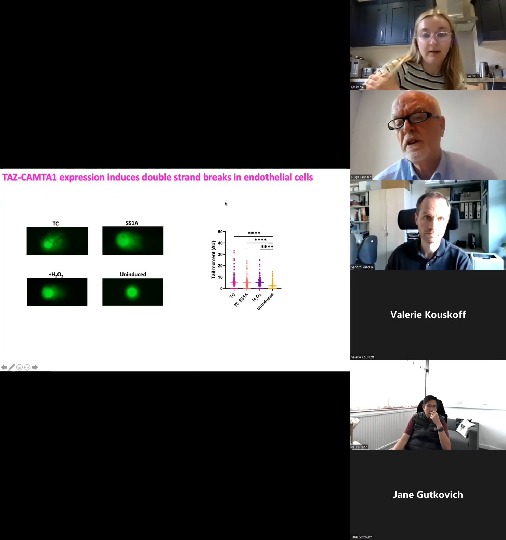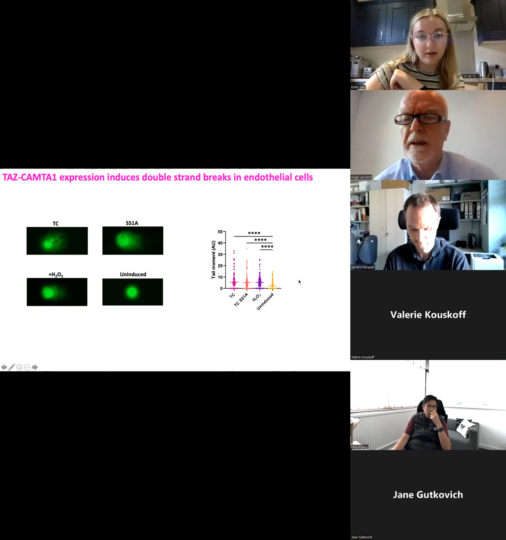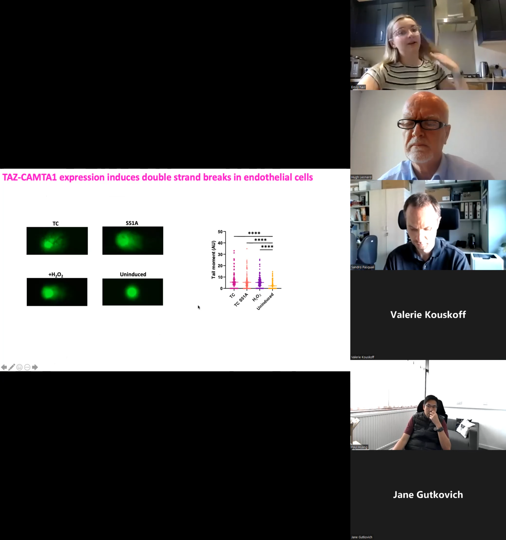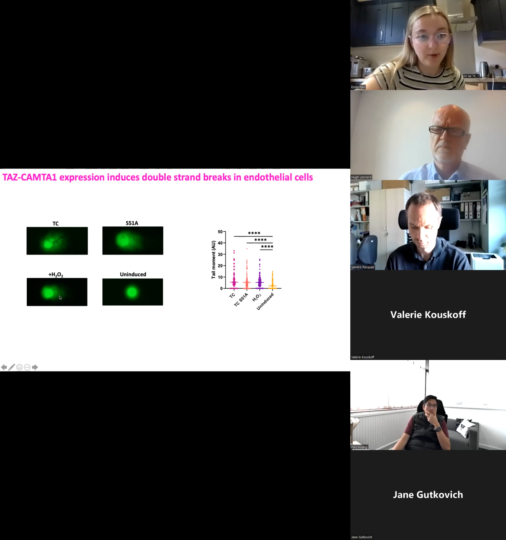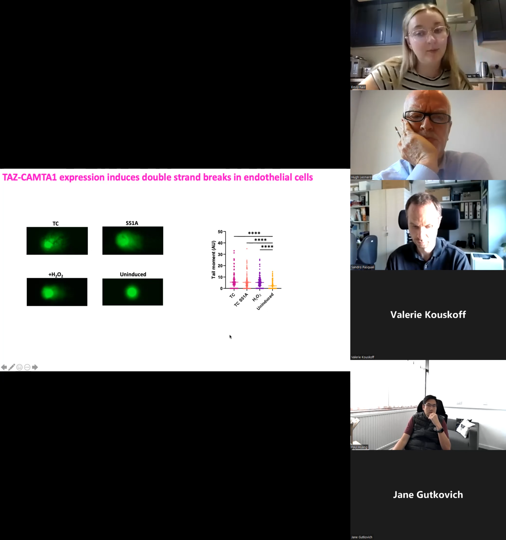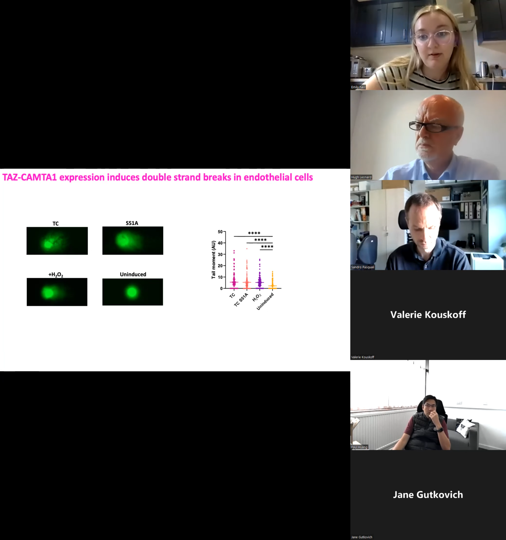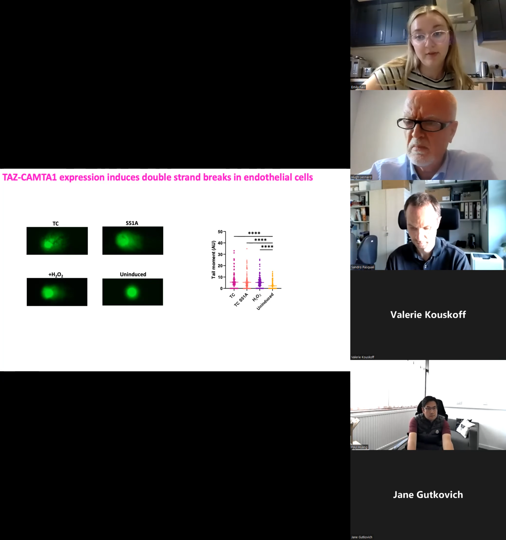And then again, we further confirmed this by a different assay. This is a COMET assay here, which looks at DNA fragmentation. Any undamaged DNA stays within the COMET head. Damaged DNA will migrate to form the tail. So you can see that uninduced, you've got a perfect circle. In all of the other conditions, you've got a tail. And again, represented here in the summary plot, when you calculate the tail moment, the TAS-CAMT1 and the TAS-CAMT1 S51A expressing endothelial cells have significantly higher tail moment than the uninduced controls.